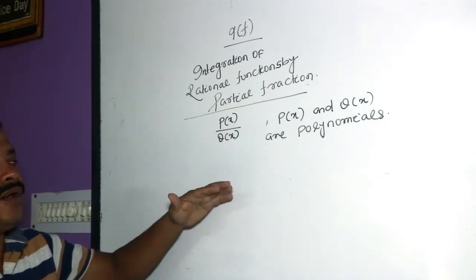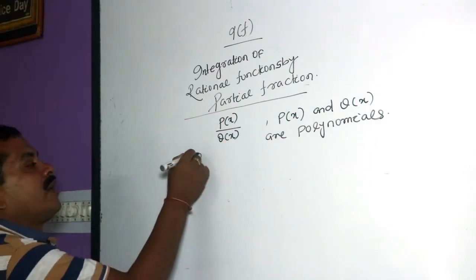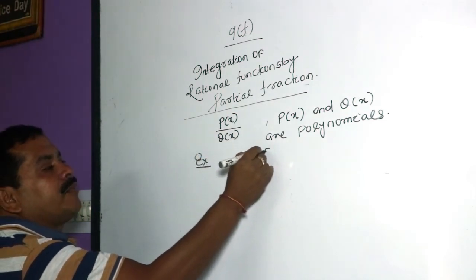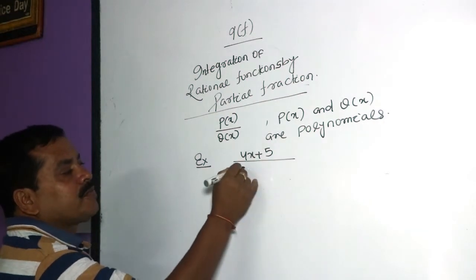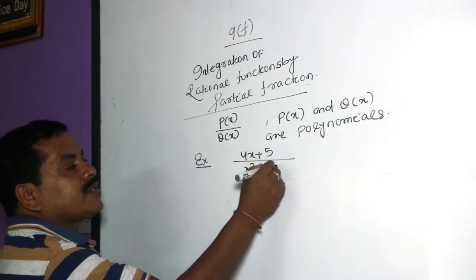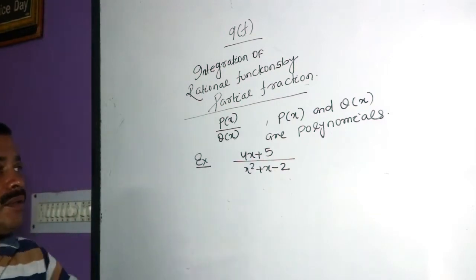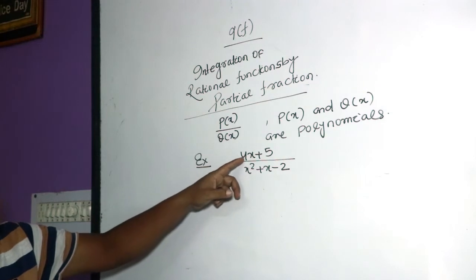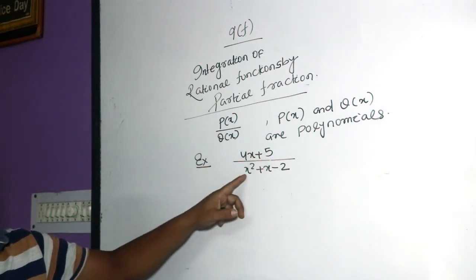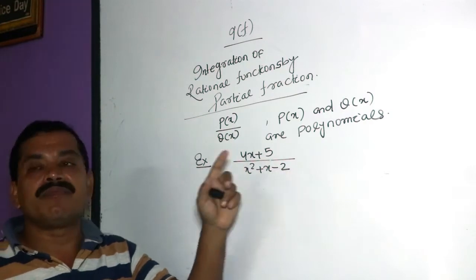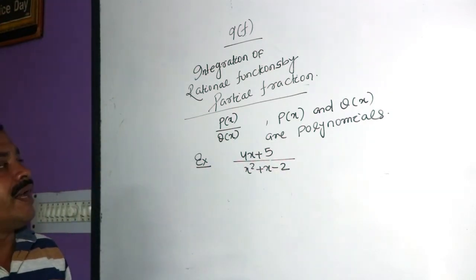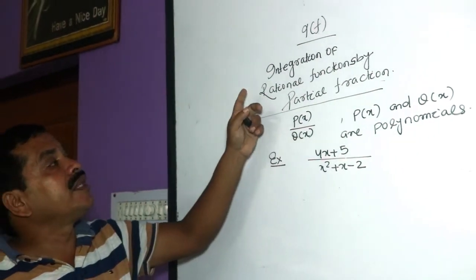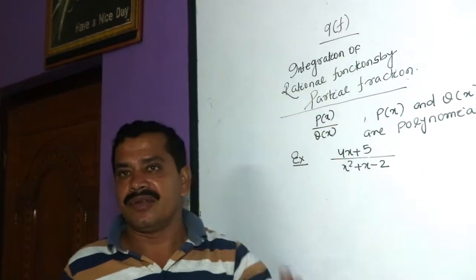They may be of the same degree or of different degrees. For example, suppose the function is of the form (4x plus 5) by (x square plus x minus 2). This is a rational function, and here p(x) is 4x plus 5 and q(x) is x square plus x minus 2. Our aim is how we integrate this type of function by using the method of partial fractions.